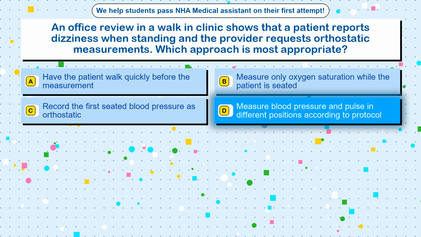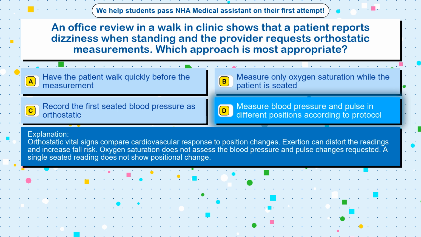The correct answer is option D. Measure blood pressure and pulse in different positions according to protocol. Orthostatic vital signs compare cardiovascular response to position changes. Exertion can distort the readings and increase fall risk. Oxygen saturation does not assess the blood pressure and pulse changes requested. A single seated reading does not show positional change.